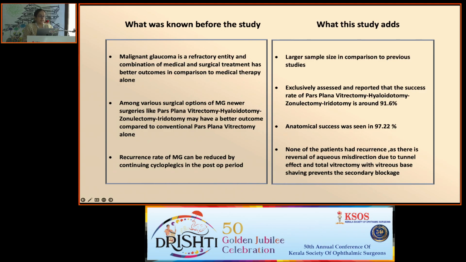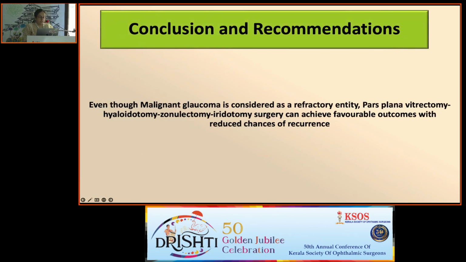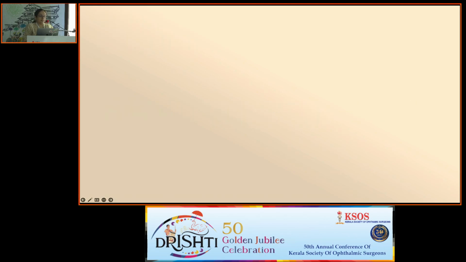It exclusively assesses pars plana vitrectomy, hyaloidotomy, and zonulectomy surgeries, and the success rate is reported as 91.6%, with anatomical success of 97.22% achieved. None of the patients had recurrence because there is a reversal of the aqueous misdirection due to the tunnel effect, and the total vitrectomy with vitreous-based shaving prevents secondary blockage of the tunnel. So, in conclusion, even though malignant glaucoma is considered a refractory entity, pars plana vitrectomy, hyaloidotomy, zonulectomy, and iridotomy surgery can achieve a favorable outcome with reduced chances of recurrence. Thank you.